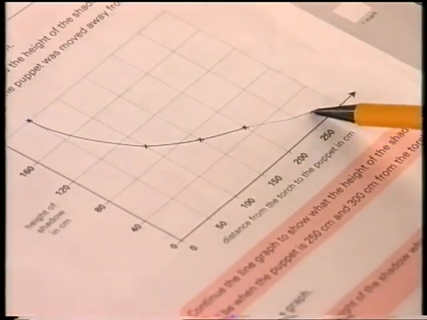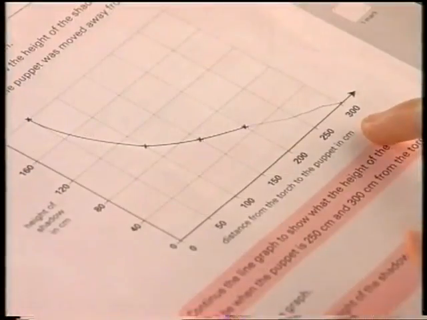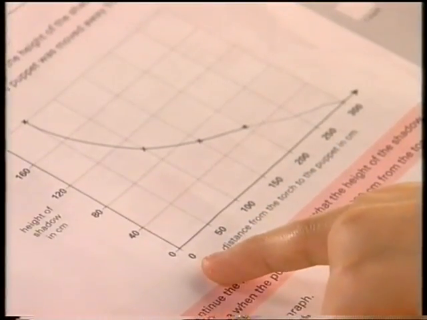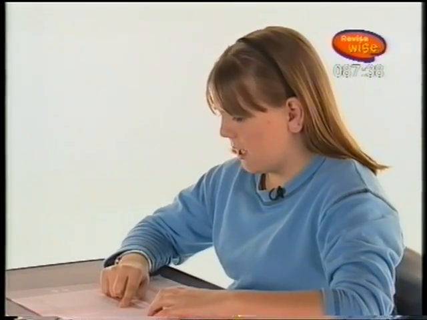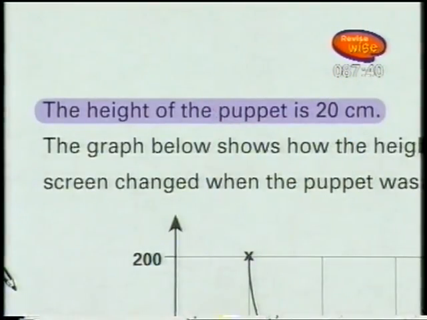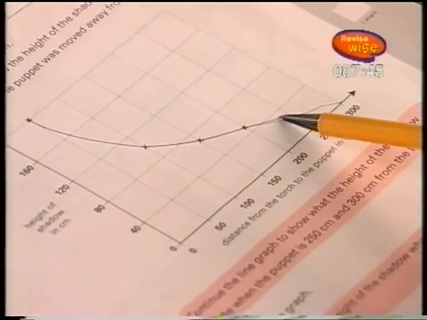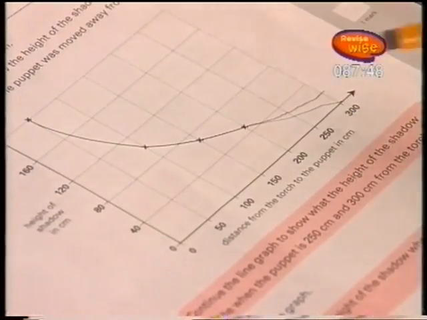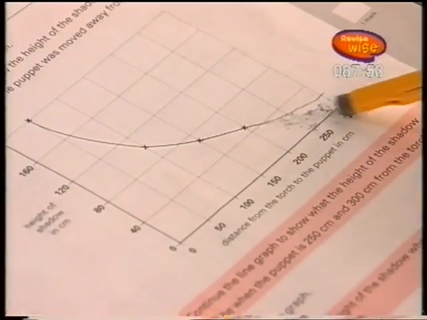OK, I know the height gets less, so the line will go on down. Whoa, not so fast. Now, if you put in that line, what would be the height of the shadow here? Oh, 0 centimetres. But the shadow can't be less than the height of the object. How big was the puppet? 20 centimetres. So my line mustn't go beneath 20 centimetres. Don't worry if your test paper looks a bit messy, because you won't lose any marks for it.